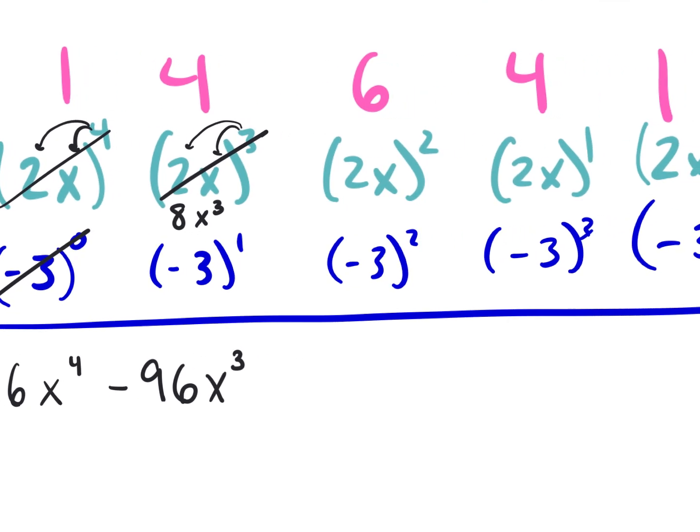Let's go to our 3rd column. I want to distribute the 2 here. So what's 2 to the 2nd power? 4. So we've got 4x to the 2nd power. And then -3 to the 2nd power would be what? 9. So we have 6 times 4x squared times 9. So 6 times 4 would be what? And 24 times 9? 216. So this would be plus, because we're positive now, 216x squared.